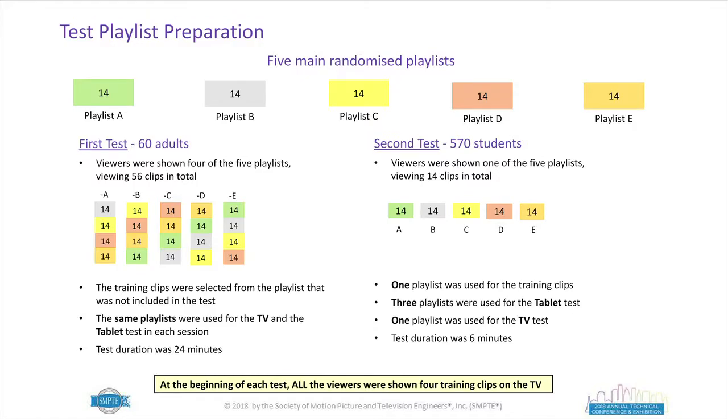So the reason we had 5 playlists is just to be scalable depending on the type of test we run. On the first test, we had slightly more time, about 30 minutes to do the whole lot. So we showed them 4 out of 5 playlists. We compose the super playlist, think of it. For example, if we're showing minus A, that means we show B, C, D, E, and then we use A to do some training right at the start, selecting some clips. Then we showed exactly the same super playlist, for example minus A, on the TV and on the tablet.